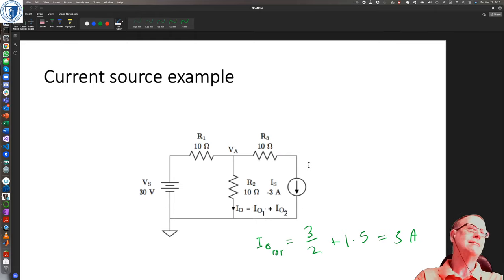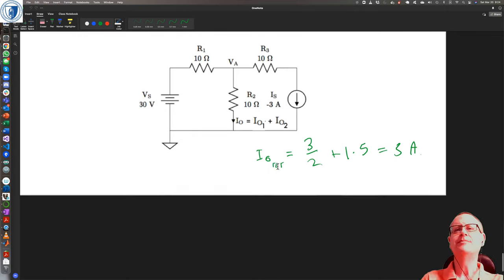It's usually not possible to solve some of the later circuits we have using voltage dividers and current dividers. But I have had the occasional person do that on the final, and they get the right answer. That is okay. Any questions so far about superposition? Lots of quiet. That's okay.